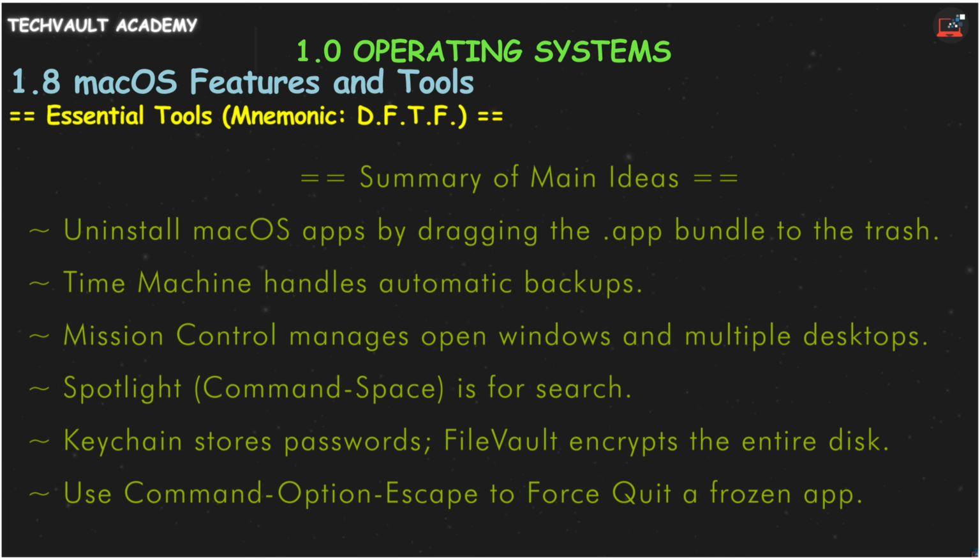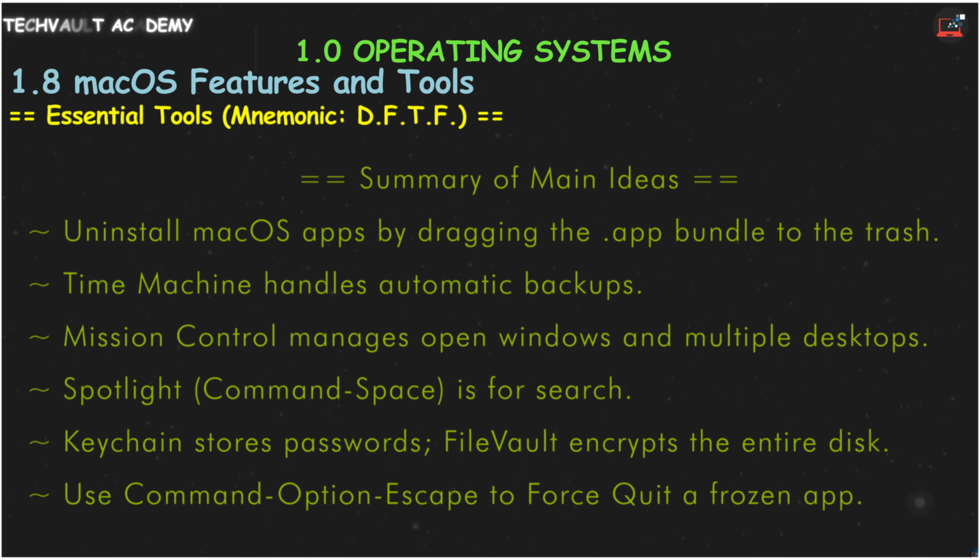Spotlight, launched with Command Space, is your universal search bar. Keychain securely stores your passwords, and FileVault provides full disk encryption. And if an application hangs, use Command, Option, Escape to force quit. That covers the critical details for this objective.